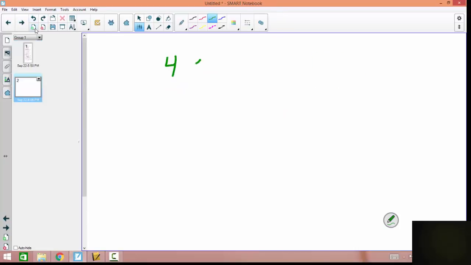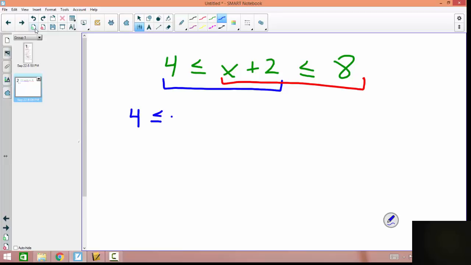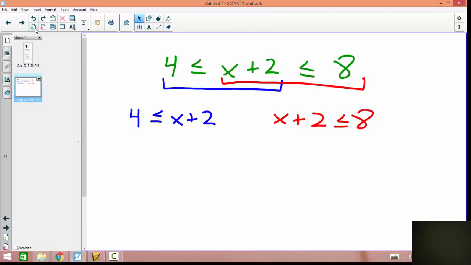This is with the inequality on either side of the x. So this is actually two separate equations. You have this equation and you have this equation. So I'm just going to write them totally separate. So 4 is less than or equal to x plus 2. And then the other one is x plus 2 is less than or equal to 8. And then we'll just solve them and graph them both and see what works.